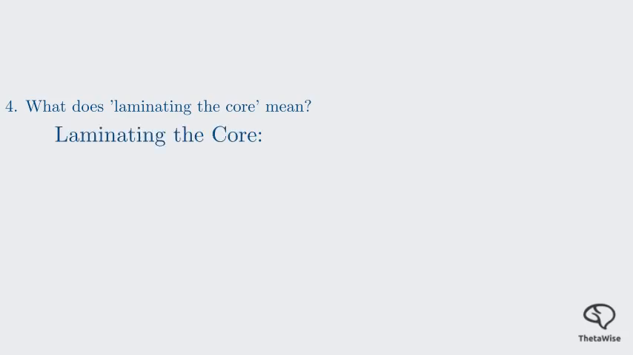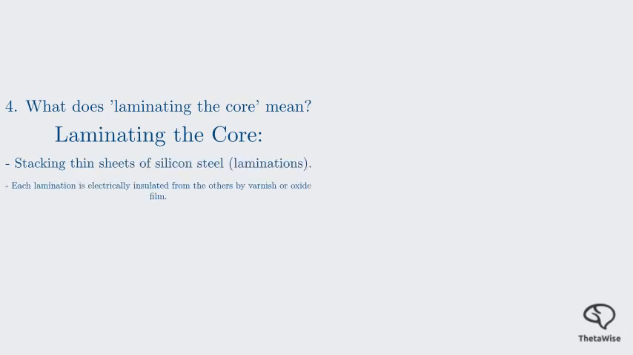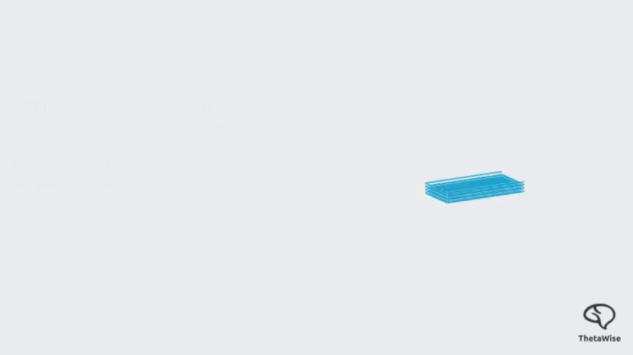It involves constructing the transformer's core not from a solid block of iron, but from a stack of thin sheets of silicon steel called laminations. Each of these thin laminations is coated with an electrical insulating material, like varnish or a thin oxide layer. They are then tightly stacked and bolted together to form the core. Visualization of a laminated core, a stack of thin insulated sheets.